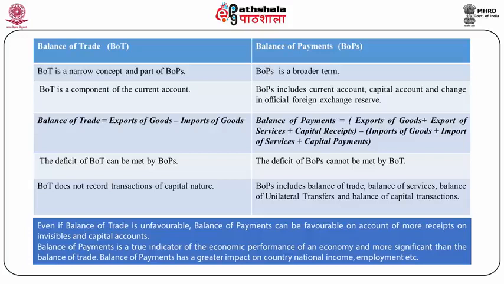Balance of trade deals with import and export of goods only, while balance of payment takes into consideration all the items, whether goods, services, and capital account transactions. So we can say that balance of trade is equal to export of goods minus import of goods, while balance of payment is equal to export of goods plus export of services plus capital receipts minus import of goods, import of services, and capital payments.